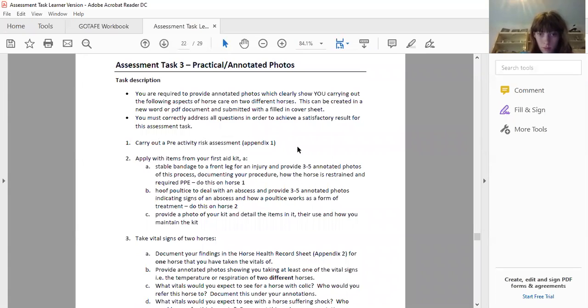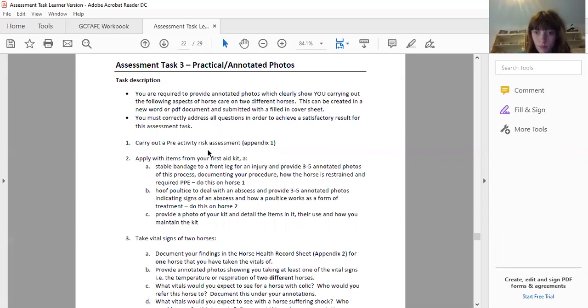So carry out a pre-activity risk assessment. That's included within this learner resource. Apply with items from your first aid kit, a stable bandage to a front leg for an injury, and provide 3 to 5 annotated photos. Now you don't have to have an injury to bandage, you just have to be able to show how you would bandage an injured leg. So it could be a cannon bone, for example.